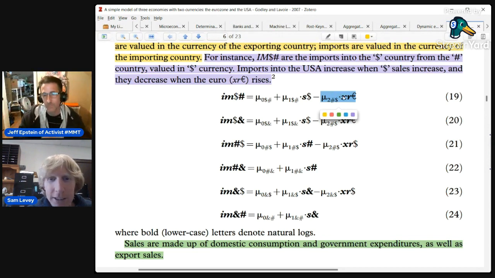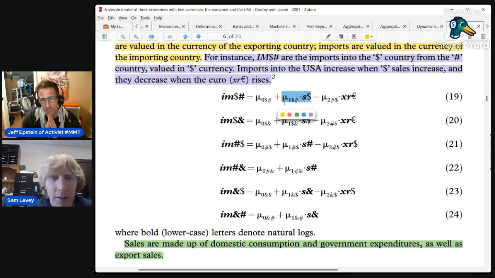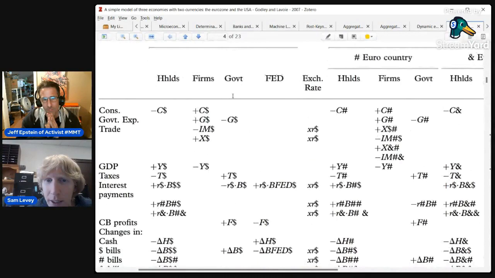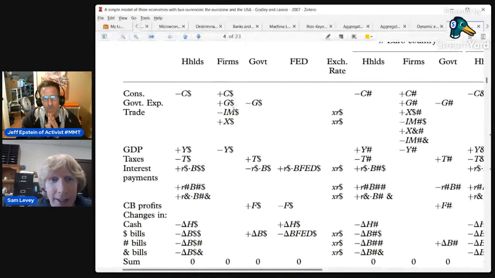Fair enough. So I think what this is trying to capture is that if firms sell more stuff, then, in this model, if we back up to the table, the only people that import anything are firms.